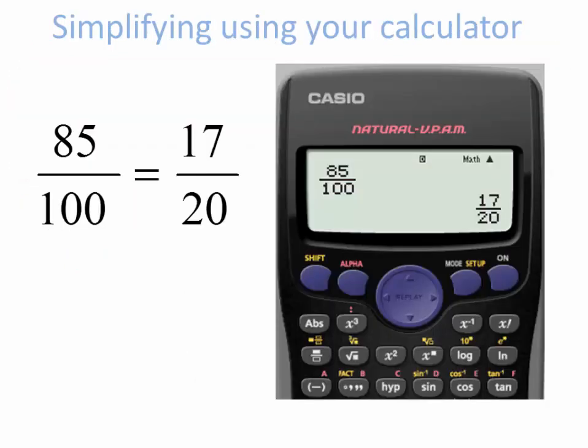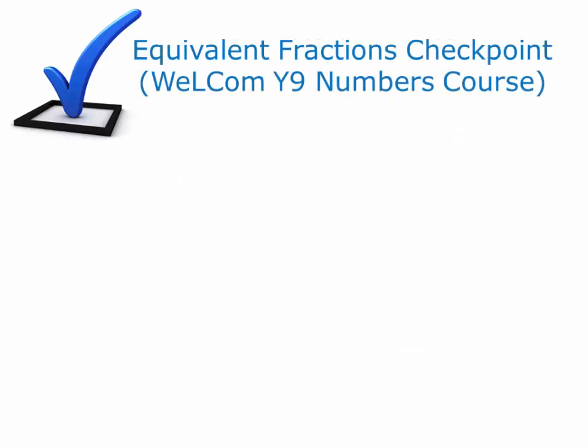But wait, there's more. Your calculator always gives you the most simplified fraction. And all you have to do is put the fraction into the calculator using the fraction button. So I went 85, fraction button 100, press equals, and it tells you the simplified fraction in the corner, which is 17 over 20.